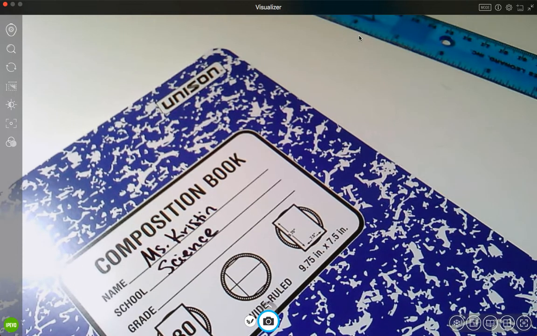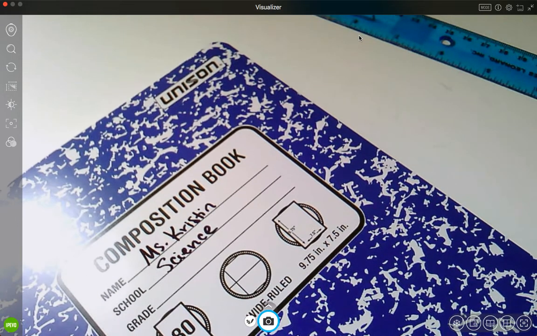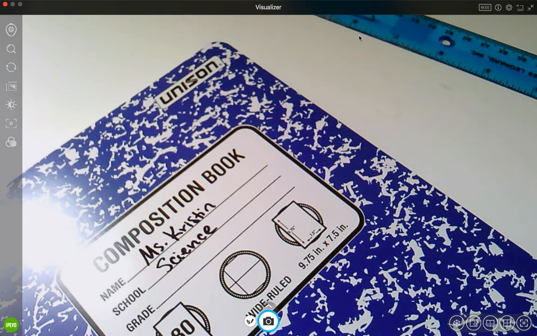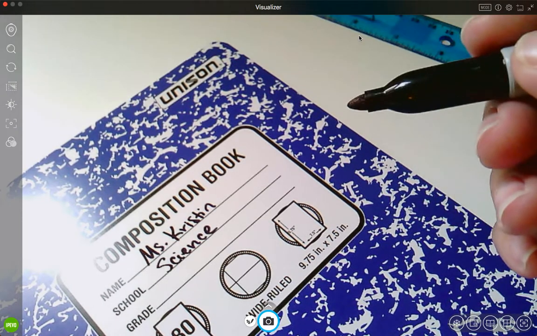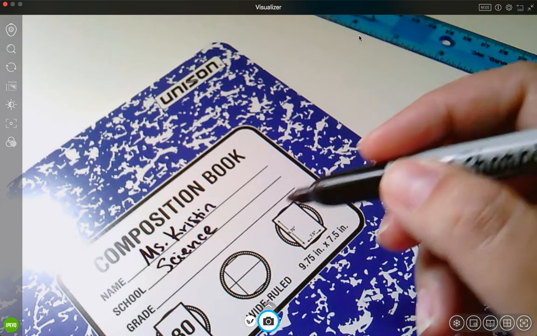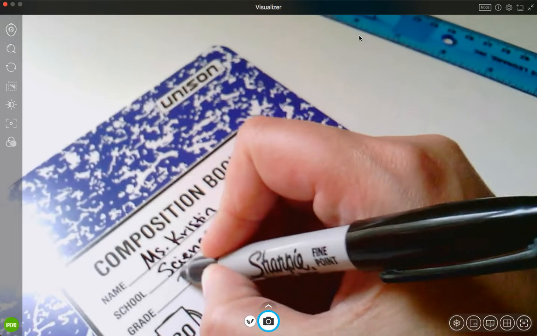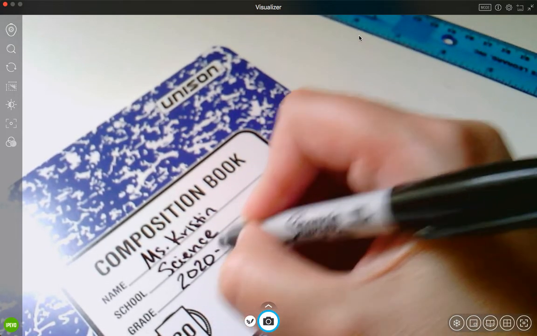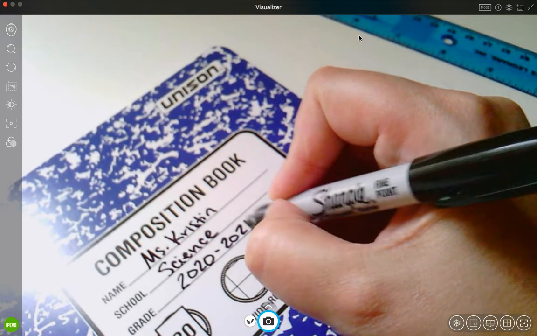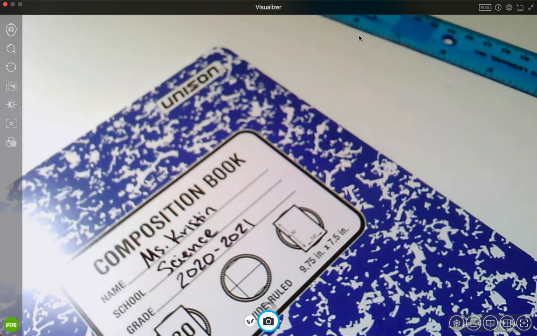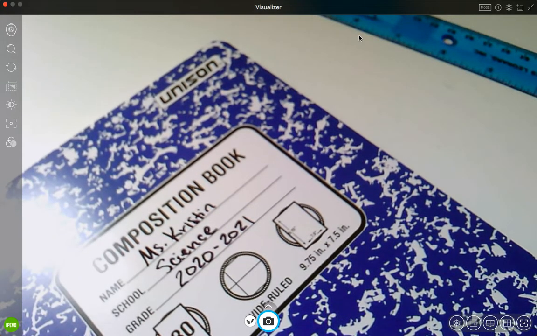If you're in 7th and 8th grade science, you might choose to write life science. If you're in 6th grade science, you might choose to write physical science, just to be a little bit more specific. And every science notebook or journal, every scientist that keeps one, always puts the year on it. So our year is 2020, 2021. Okay, so our cover is done.